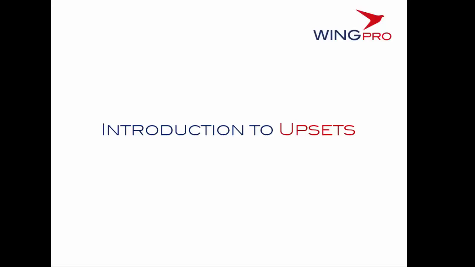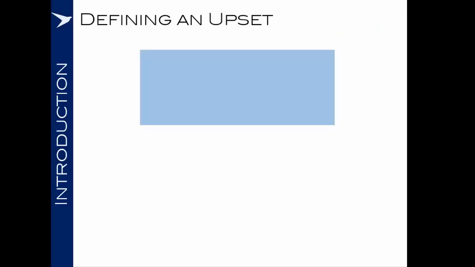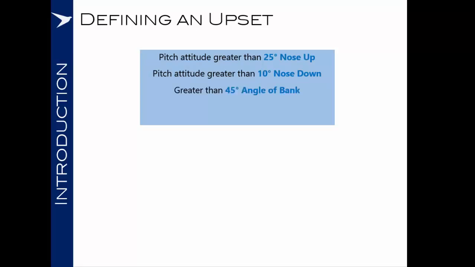So, what do we mean by an upset, and why is it important to us? Firstly, an upset can be any condition of the aeroplane which is different to what was commanded or expected at any given time. While specific values may vary among models of aeroplane, the following unintentional conditions generally describe an aircraft upset. Pitch attitude greater than 25 degrees nose up, a pitch attitude greater than 10 degrees nose down, or an angle of bank of greater than 45 degrees.